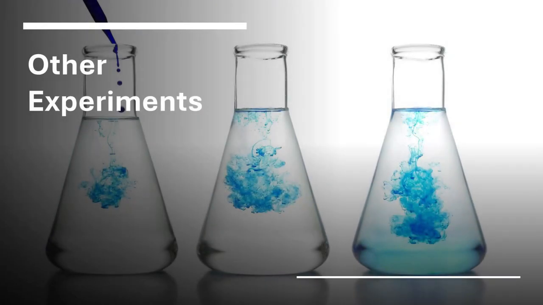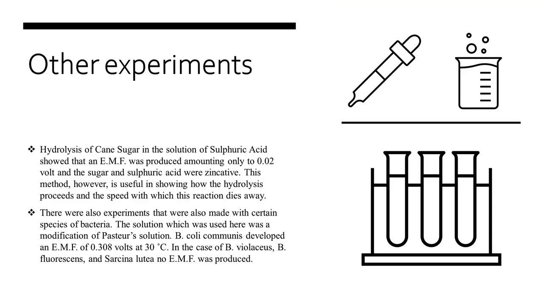Some other experiments. Hydrolysis of cane sugar in the solution of sulfuric acid showed an EMF was produced only to 0.02 volt, and the sugar and sulfuric acid were zincative. This method shows how the hydrolysis proceeds and the speed with which this reaction dies away.